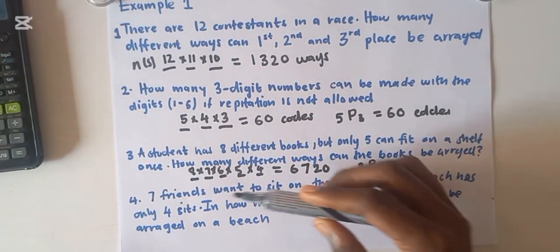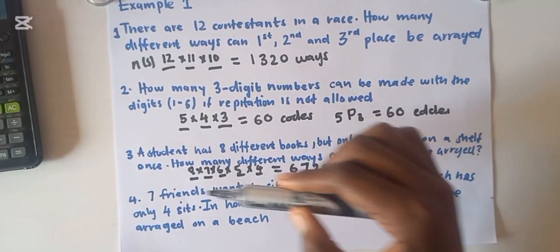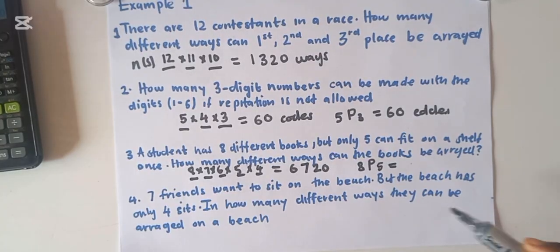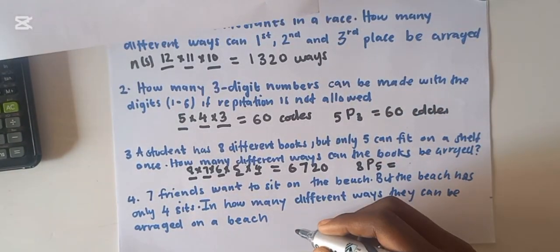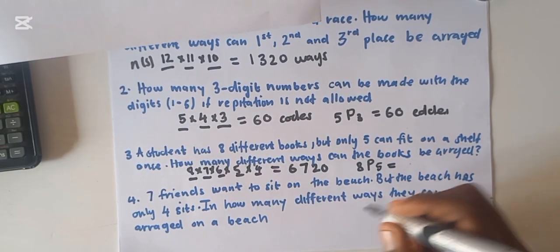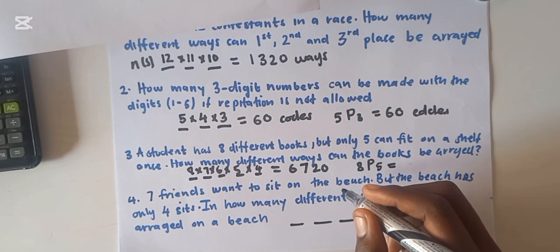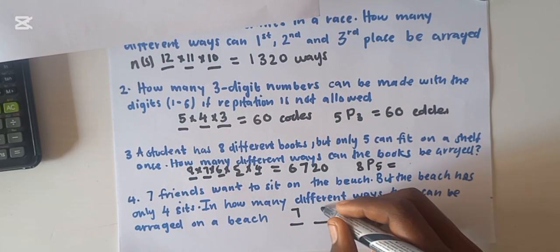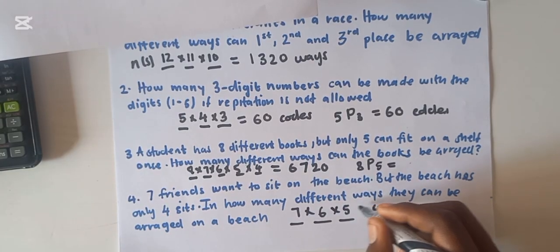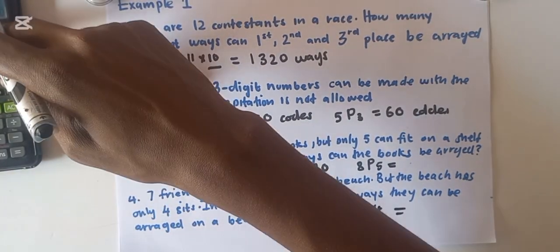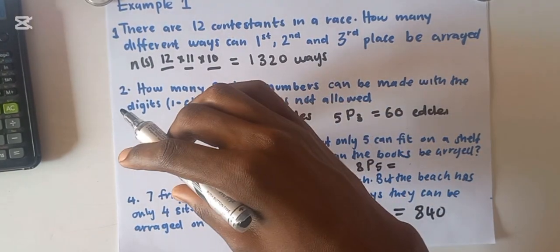So the last one says that 7 friends want to sit on a bench, but the bench has only 4 seats. In how many different ways can they be arranged on the bench? So there are 7 friends, which is 7, but there is a bench that has 4 seats, 1 2 3 4 seats. How many options do you have for the first position? Which is 7 6 5 4, which is multiplication, multiplication, multiplication. And then if you punch it, you're going to get 840 ways that these friends can be arranged.